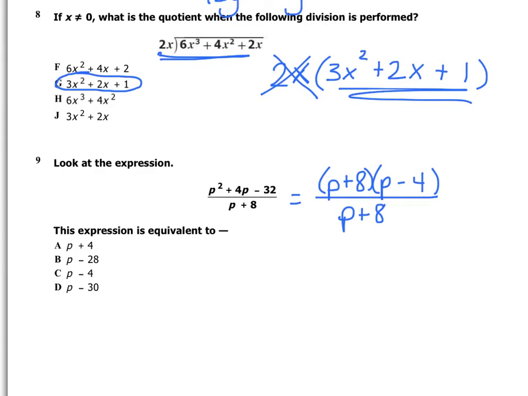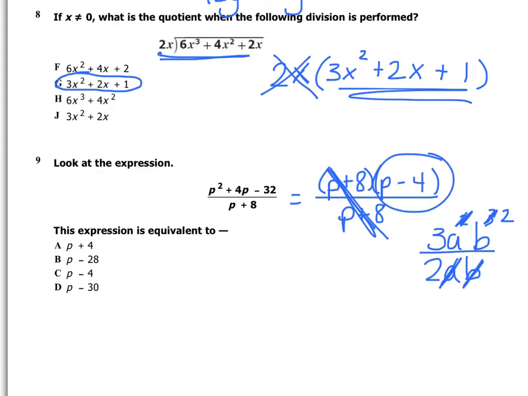Now what they're trying to get us to see here, and again we cover this in some classes, not in all of them, is that the common factor on the top and the bottom cancels. We've done this before. If I have 3a squared b cubed over 2ab, the b cancels one of those, and the a cancels one of those. We're canceling off the common factor, and all that's going to be left here is the other factor, p minus 4. So it's really just factoring and canceling. It's not really division. Okay, let's try the next one.